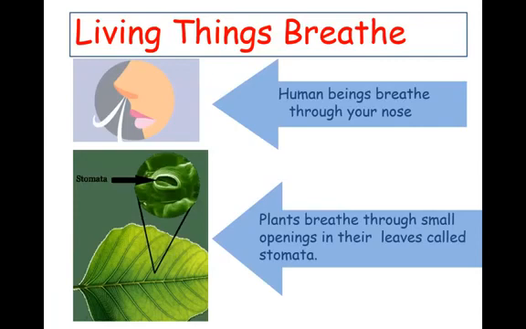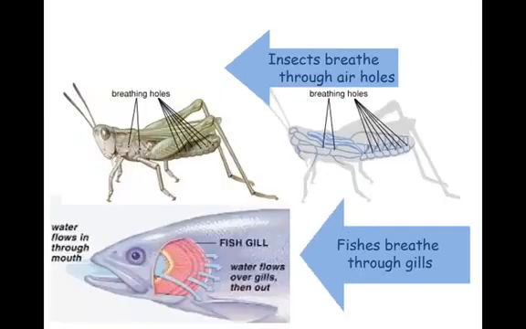Living things breathe. Living things need air to breathe. All living things need air to breathe. Living things have special body parts to help in breathing. Humans breathe through nose. Many other animals breathe through nose. Plants breathe through small openings in their leaves called stomata. Fishes breathe through gills, whereas insects such as grasshoppers and cockroaches breathe through air holes in their body.